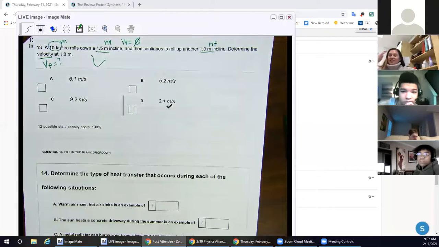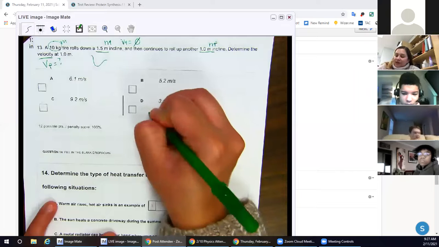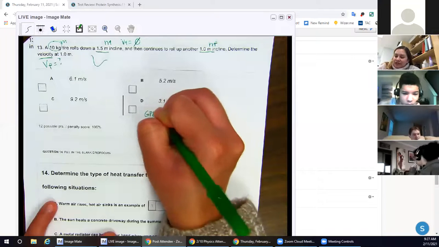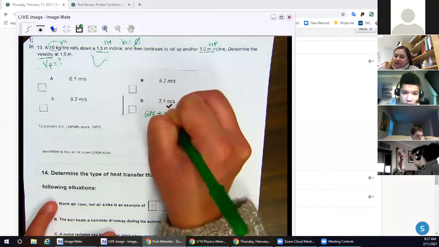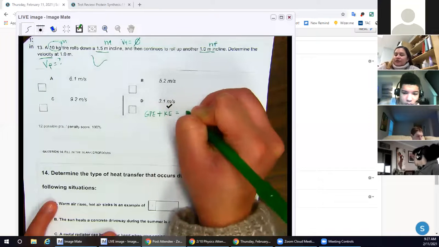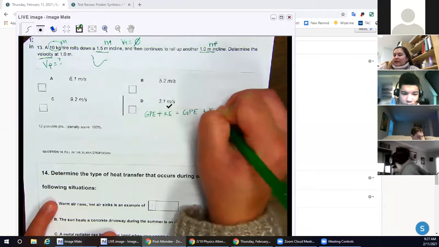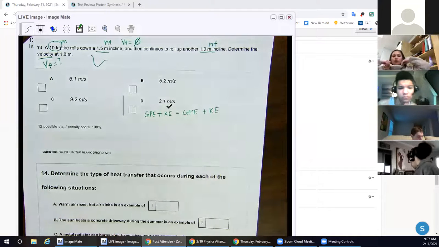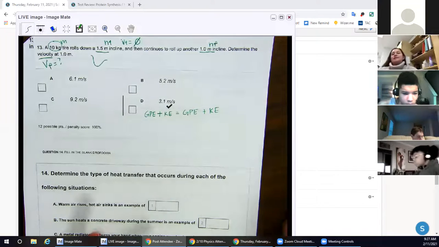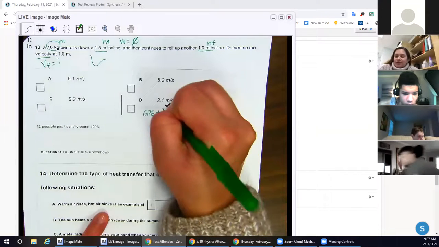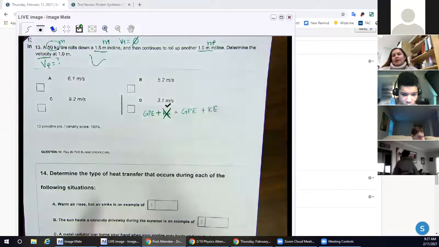All right, so this is another conservation of energy problem. We have our initial gravitational potential energy plus our initial kinetic energy equals final gravitational potential energy plus final kinetic energy. We know our initial velocity was 0, so we can cross out this initial kinetic energy. And yes, unfortunately, you do have to solve for all three of these.